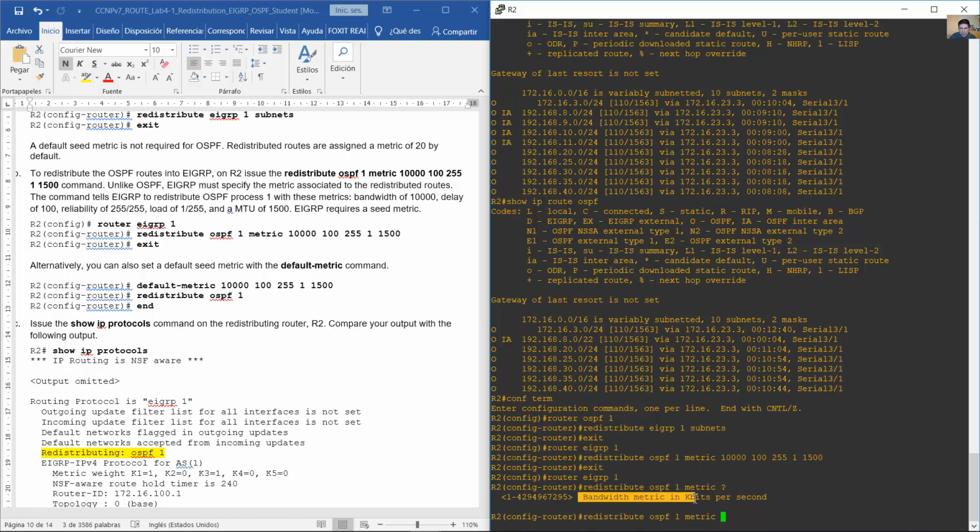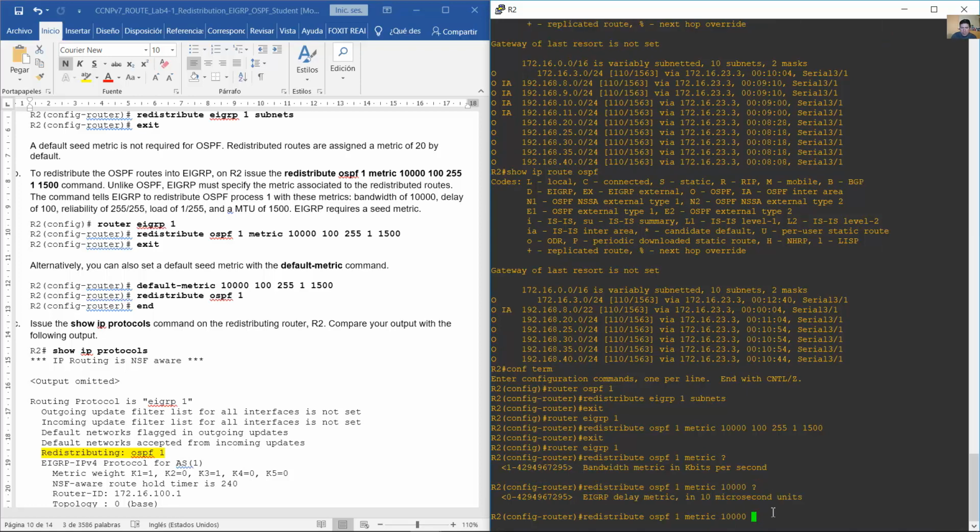You can set the bandwidth metric in kilobits per second. So you are using 10,000 kilobits per second, which means 10 megabits per second. Question mark again, and you can set the EIGRP delay metric in 10 microsecond units. If you are using 100, that is 1,000 microseconds.